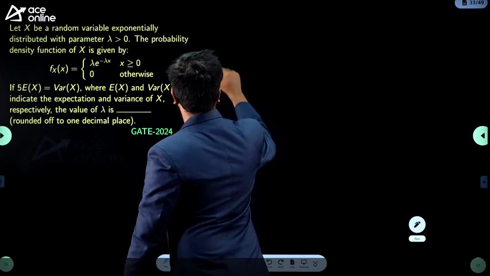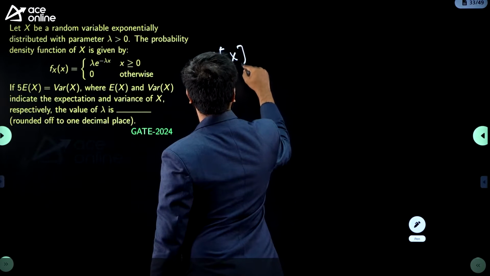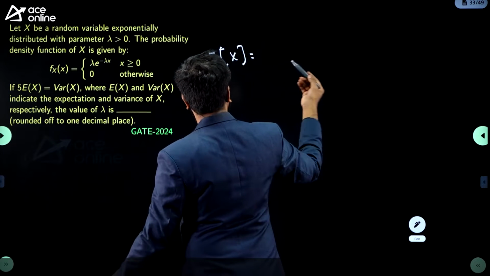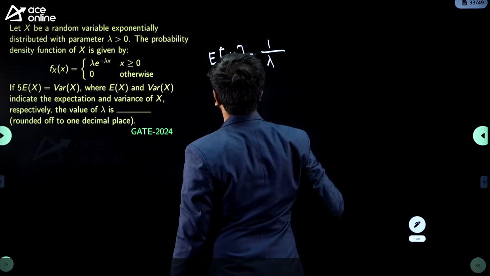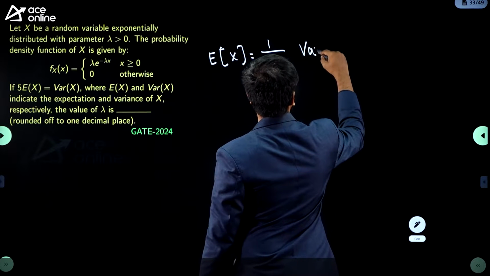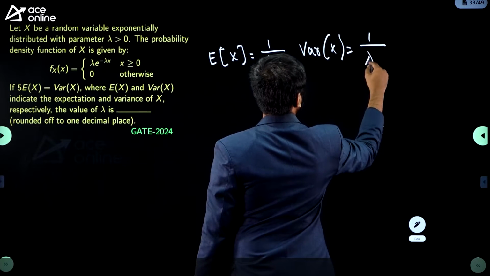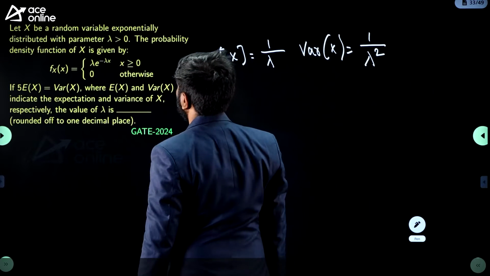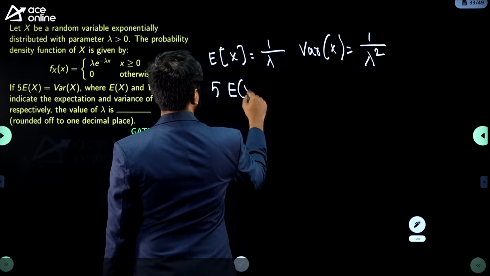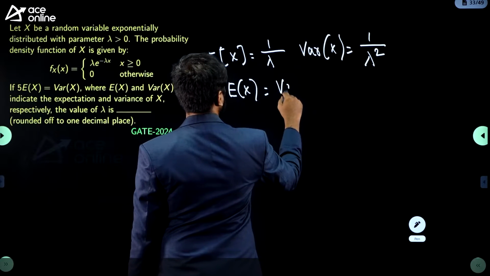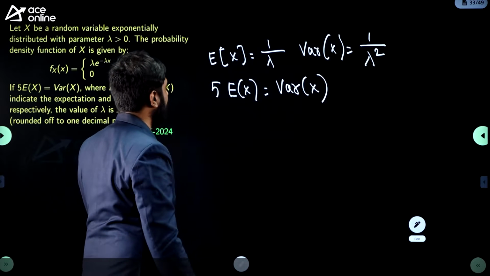Have a look at this. In the classes we already teach you all the properties of an exponential random variable or various distributions. The mean of an exponential random variable is 1 by lambda, and the variance is 1 by lambda square. Now they gave a condition that 5 times the expectation of x is the variance of x. You can now substitute these values and solve for lambda.